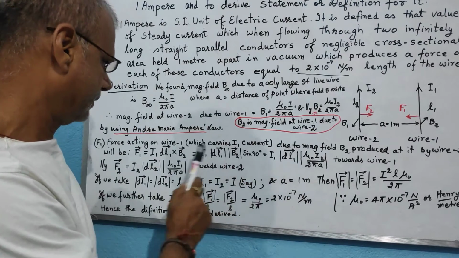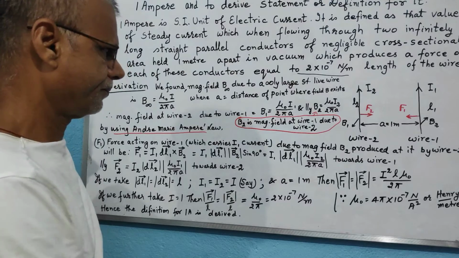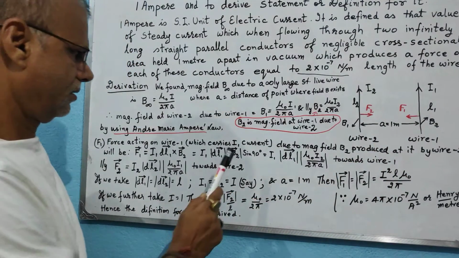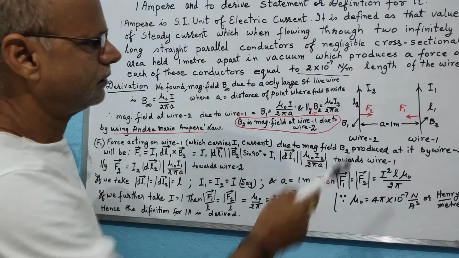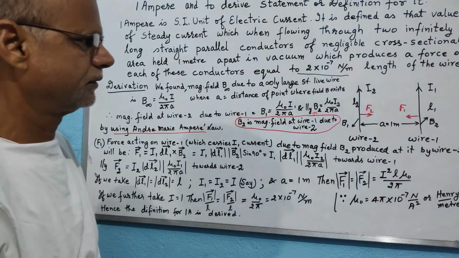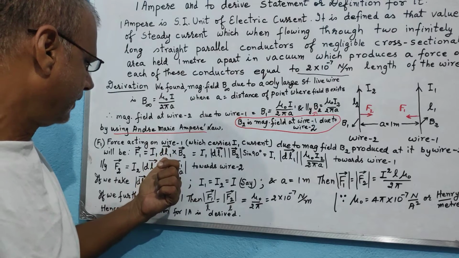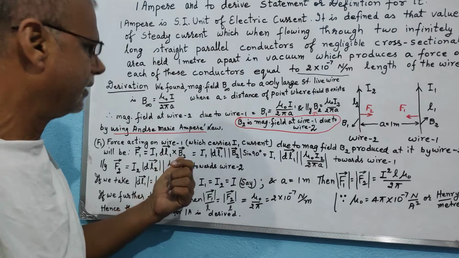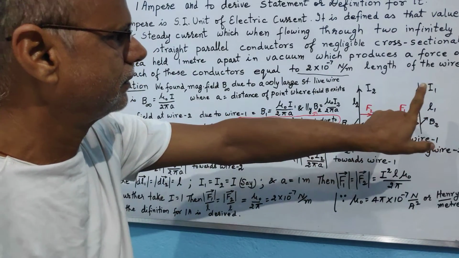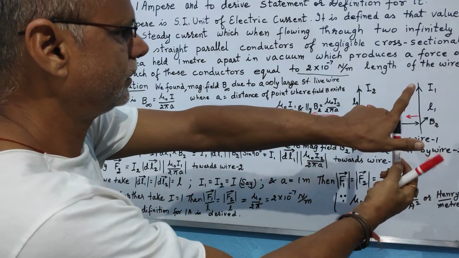So we get this, the force acting on the first wire, F1. Now about the direction of force acting on the first wire, you find the cross product of dL1 and B2. dL1 is shown by this finger, and B2 is shown by this finger.